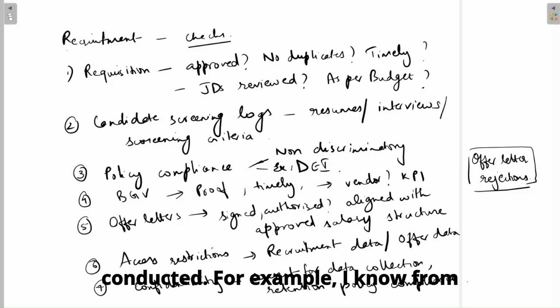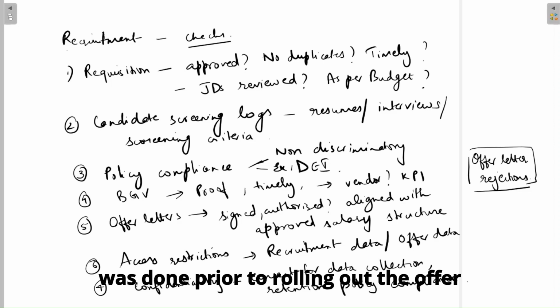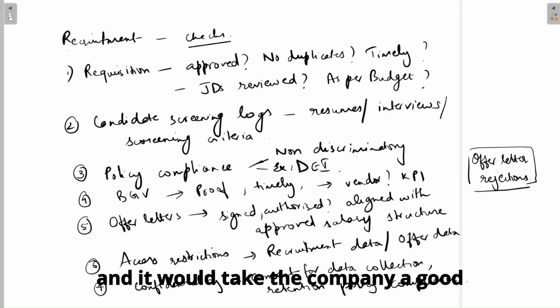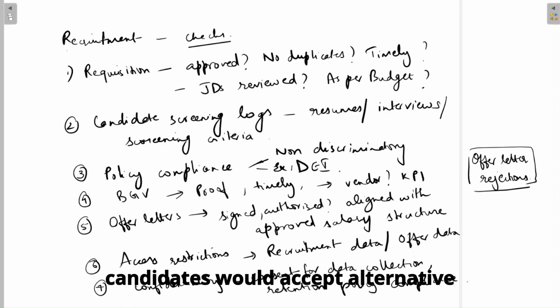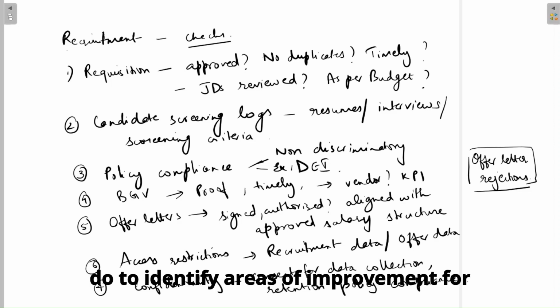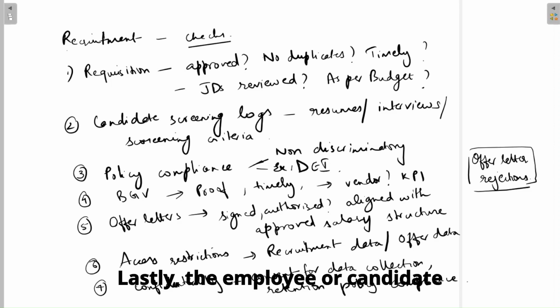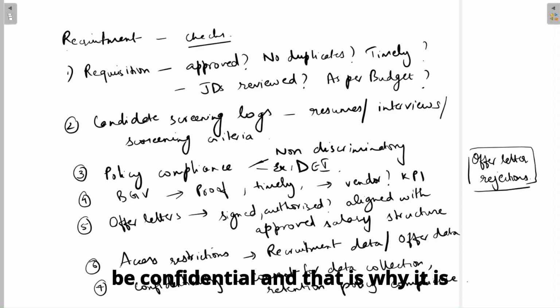For example, I know from experience that one of the clients that I was covering, the background verification was done prior to rolling out the offer, and it would take the company a good 3-month period to just perform the background verification, during which the candidates would accept alternative offers, and hence there was a high rate of rejections. So this could be a kind of trend analysis that you can do to identify areas of improvement for the company.